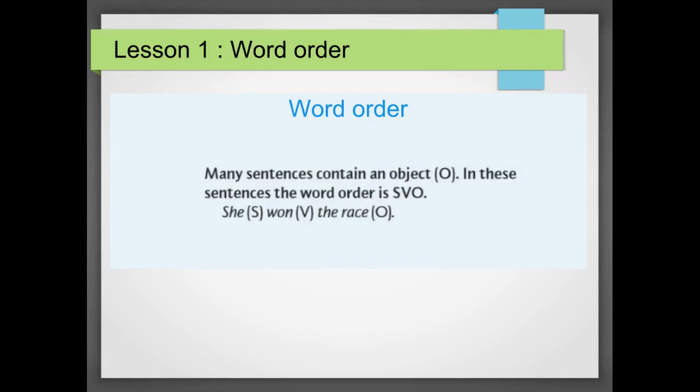Many sentences contain an object, O. In these sentences the word order is SVO. She, subject, won, verb, the race, object.